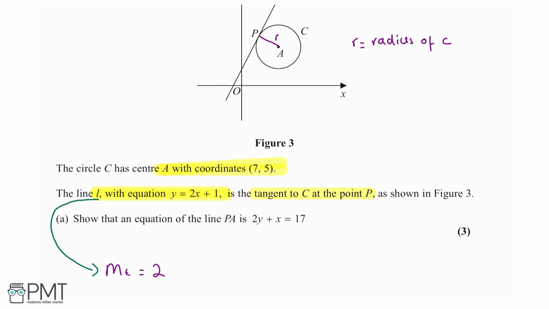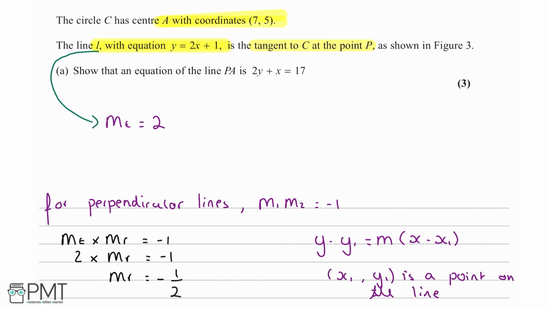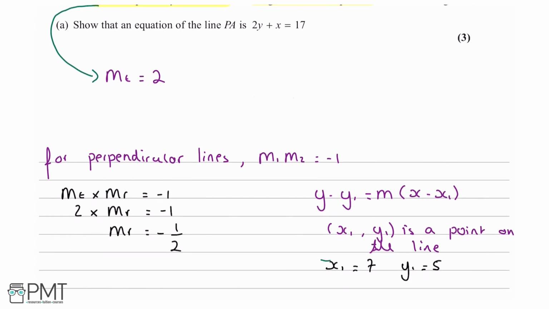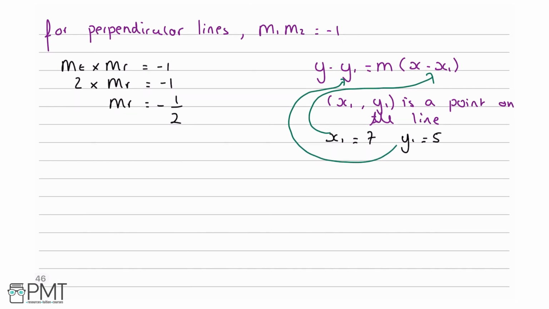Now for A, we know that our x coordinate of A is 7 and our y coordinate of A is 5. So that means we can plug in x1 into here and we can plug in y1 into here. So let's do just that. y minus our first y coordinate, 5, equals m, which is minus a half from over here. So minus 1 over 2 times x minus, now our x point is 7. So let's write 7 like that.